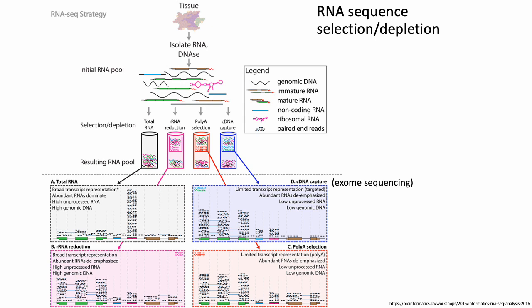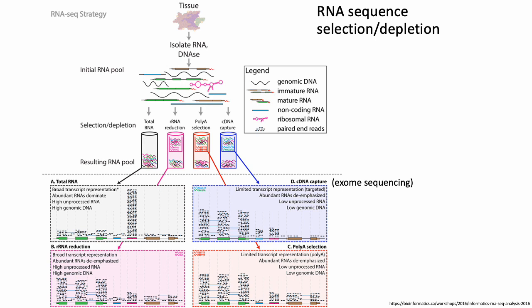And so this strategy is used more often if you're trying to sequence genes, for example, that are very rarely expressed. And so if you didn't select for them, they account for such a small proportion of RNA in your cells that you basically never sequence them.